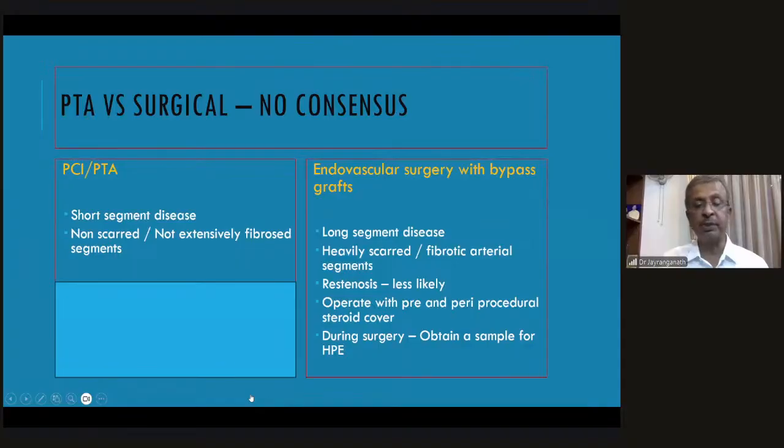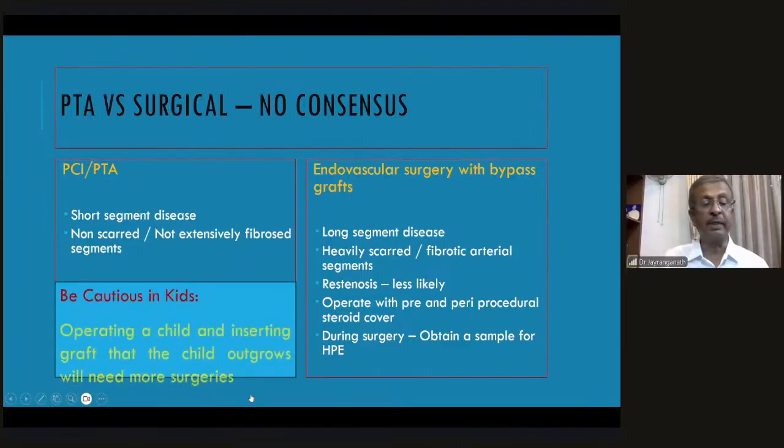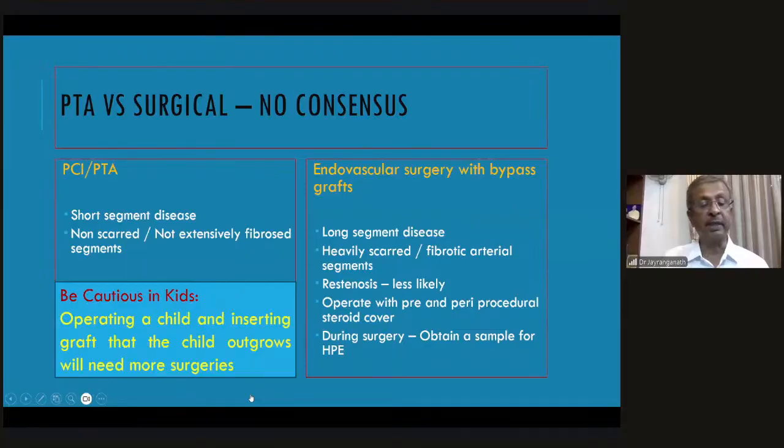The surgeons do a good job because we need to protect the kidneys. Restenosis is less likely compared to our interventions. Operate with pre- and post-steroid cover. We need to give them steroid cover during surgery, or obtain a sample for histopathology if possible. Be cautious in kids. Operating on a child and inserting a graft that the child outgrows will need more surgeries.